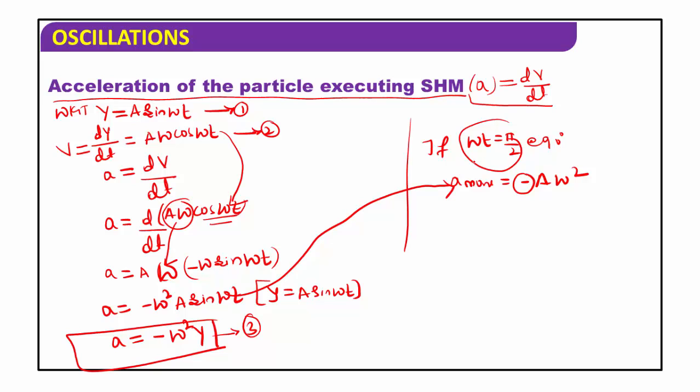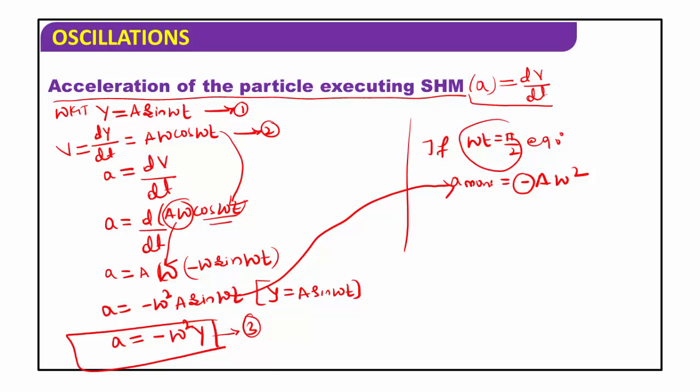In this equation, the negative sign indicates that the acceleration and displacement are oppositely directed, and a particle oscillating with such an acceleration is said to have simple harmonic motion.